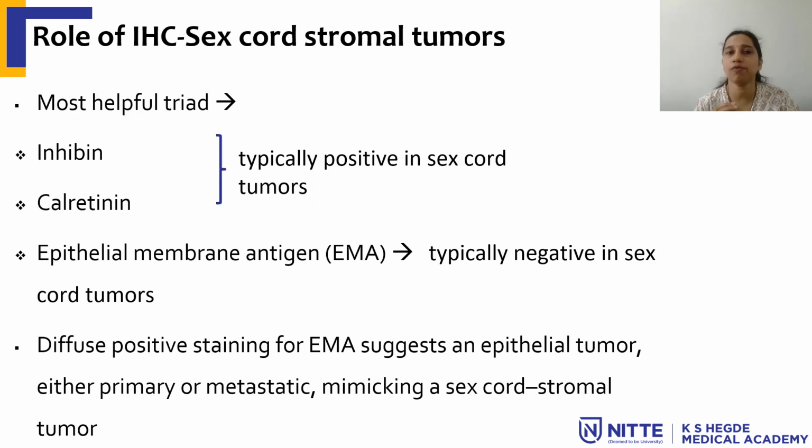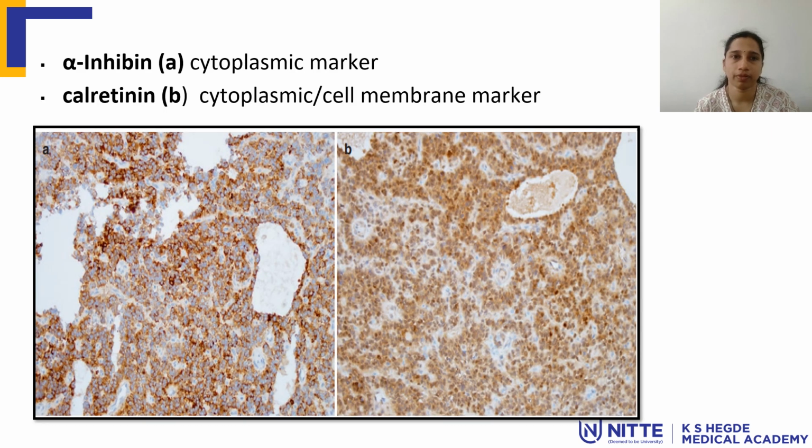So the most helpful triad of markers that can be utilized in diagnosis of sex-cord stromal tumors are inhibin and calretinine, which are typically positive, and epithelial membrane antigen, EMA, which is typically negative in sex-cord tumors. So diffuse staining for EMA suggests that it is an epithelial tumor. So you have to rule out other primary or metastatic cancer if it is EMA positive.